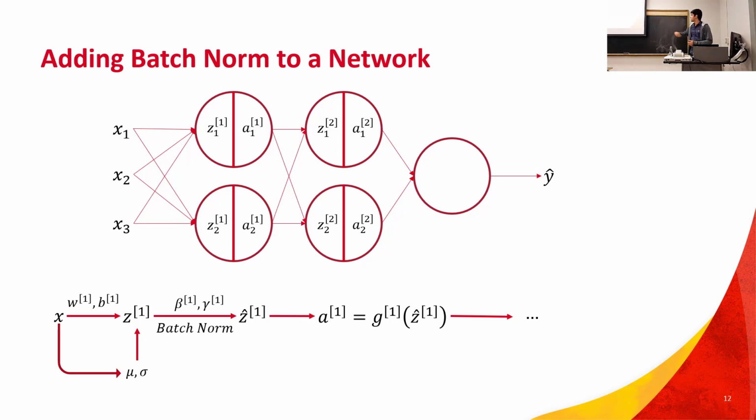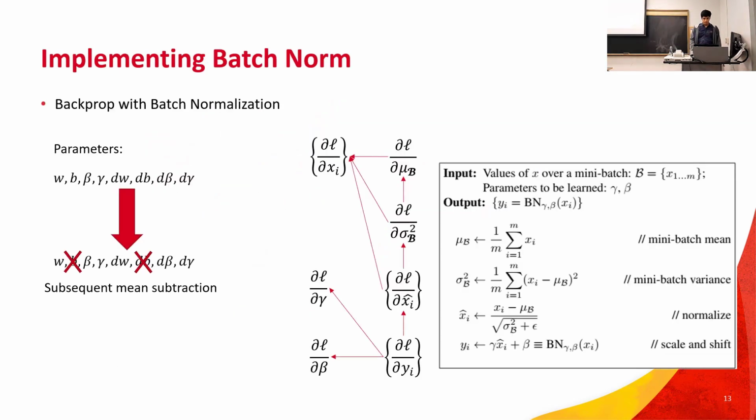So, and also the rest of the network is just repeating this process. Okay, so backprop with batch normalization. What happens when we want to backprop the network? We have the gradient of the loss function over yi, which uses the gamma and beta, and then we have the gradient of the loss over x hat, then variance, and then mean, and we get the gradient of the loss over xi.